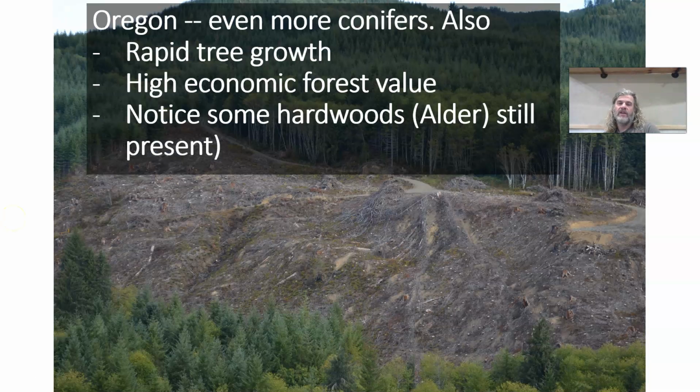Once you get into Oregon, even more conifers, much higher productivity. Coastal Oregon and Washington are really great for growing Douglas fir and some other conifer species. Douglas fir is the one with the highest economic value. There are some hardwoods within this, but they tend to be associated with disturbed areas or riparian areas, such as alder. Highly productive, very important forests, but they are really restricted to the area that's wet and cool.